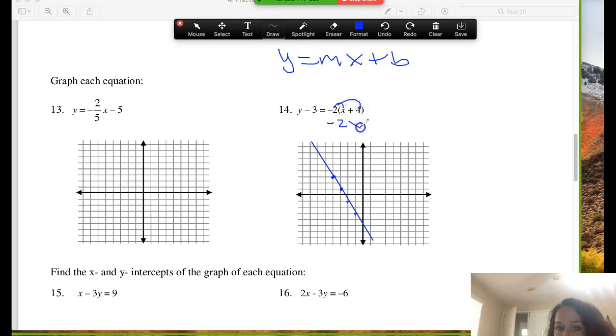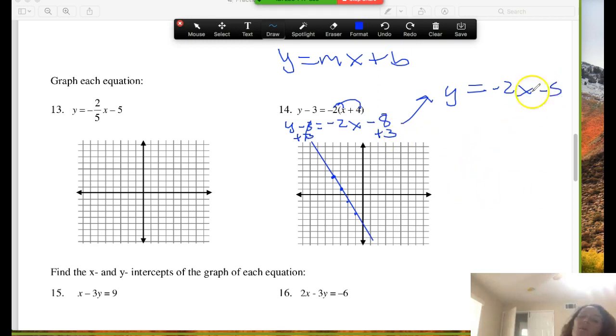This would be -2x, and this would be minus -2 times 4, which is +8. So you get y minus 3 equals -2x plus 8. Solve for y. Add 3 to both sides. Okay, and I'm going to write this up here. Y is going to equal -2x, and then -8 plus 3 is going to be -5. So your y-intercept is -5.